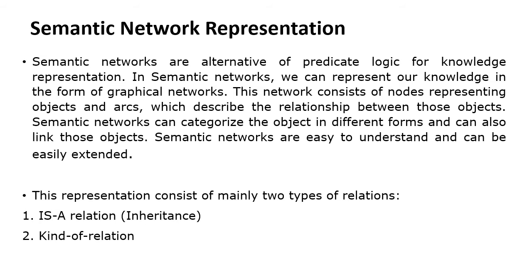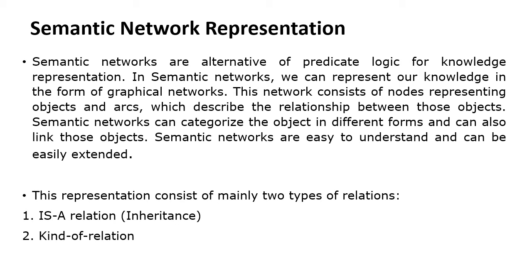When we talk about semantic network representation, semantic network representation is a weak slot and filler structure. Semantic networks are an alternative to predicate logic for knowledge representation. In a semantic network, we can represent our knowledge in the form of a graphical network, as well as in pictorial form. This network consists of nodes representing objects and arcs, which describe the relationship between those objects. A semantic network can categorize objects in different forms and can also link these objects.